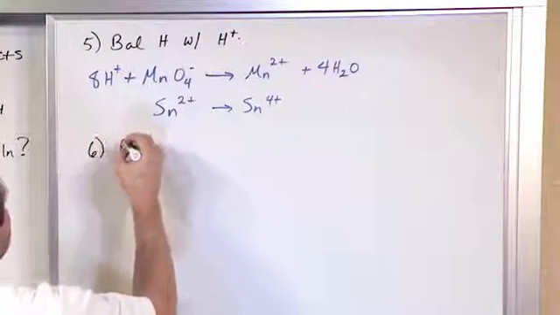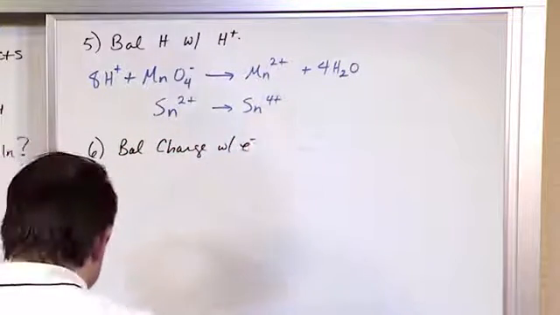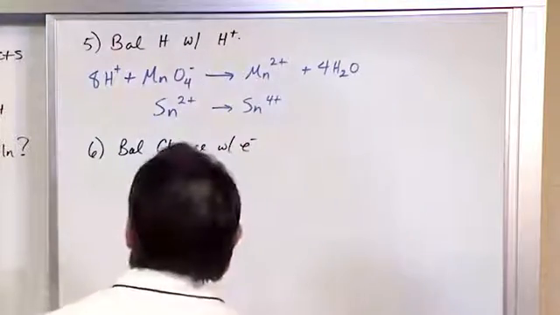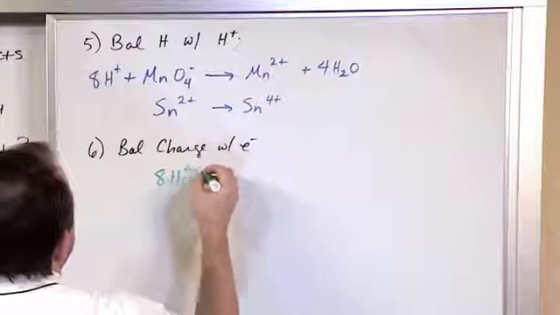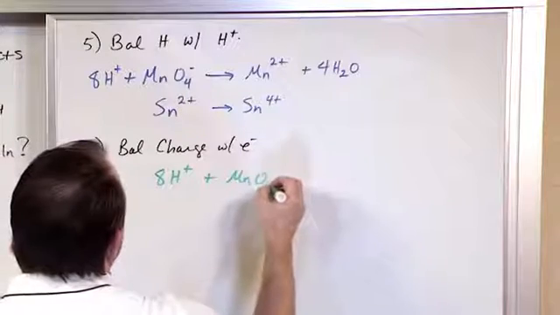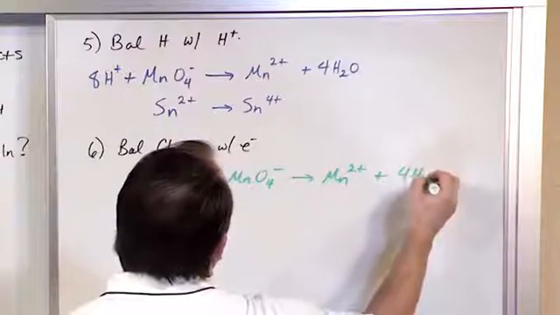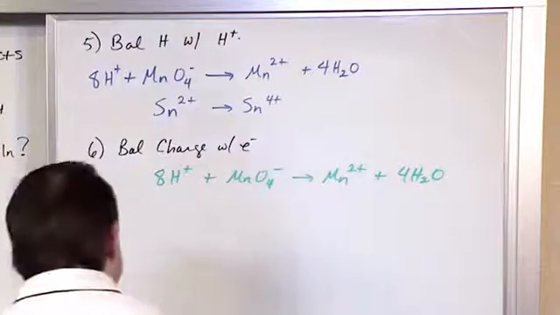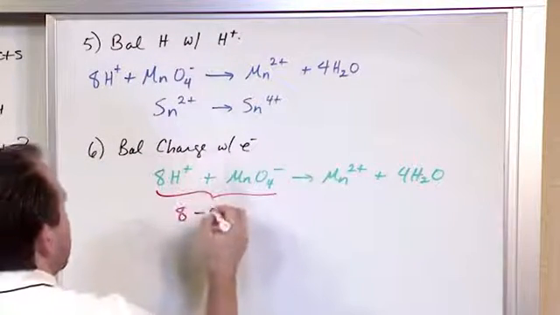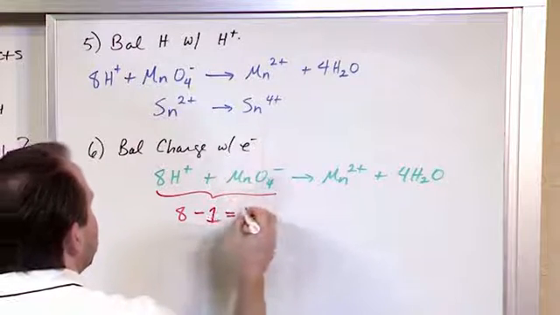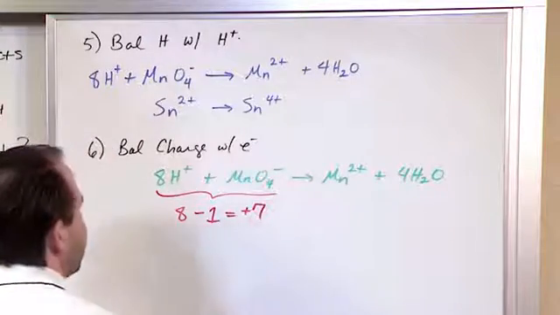Now step 6 is to balance the charge with electrons. What I mean by balance the charge is look at both sides of the reaction, sum up the charges and figure out where the electrons need to go. So I have 8 hydrogen ions plus MnO4 negative going to Mn2+ plus 4H2O. On the left-hand side, I need to sum my charges up. So I have positive 8 from here, minus 1 because there's only one of these. So this is positive 7 on the left-hand side.